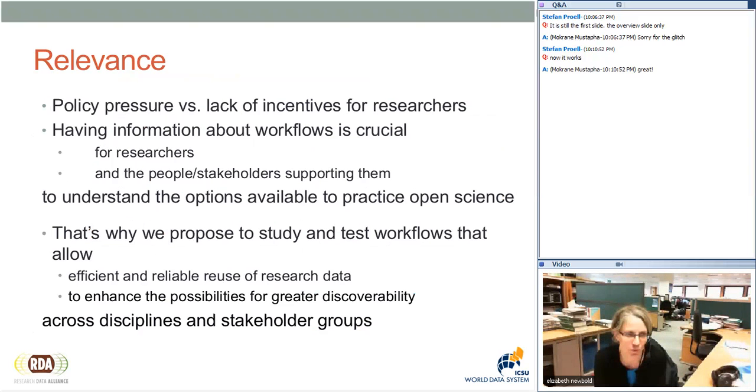So what we want to look at are the options available in practice for open science. We're going to be investigating the practical aspects of workflows required to publish data, and we want to address the barriers to implementation to help establish supporting infrastructure for the different types of data publishing activities. We're going to try and study and test workflows that allow efficient and reliable reuse of research data to enhance the possibilities for greater discoverability. And as I've said before, we want to look across all disciplines and across the many stakeholder groups.